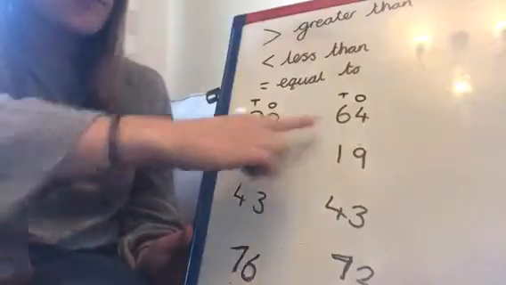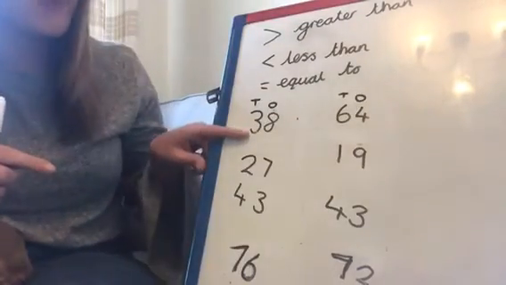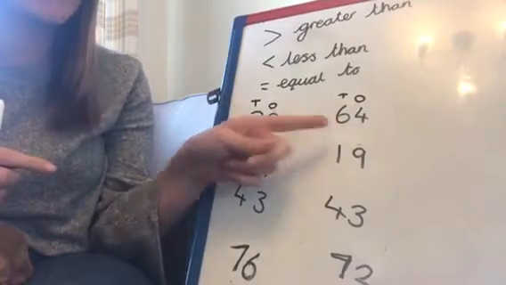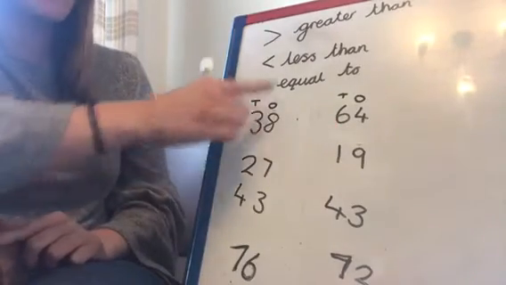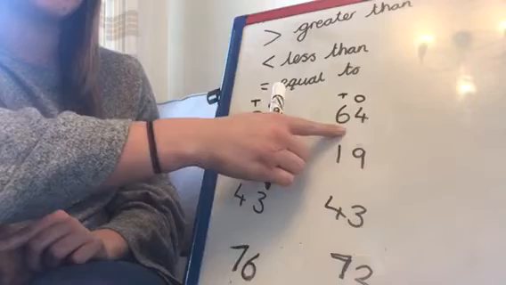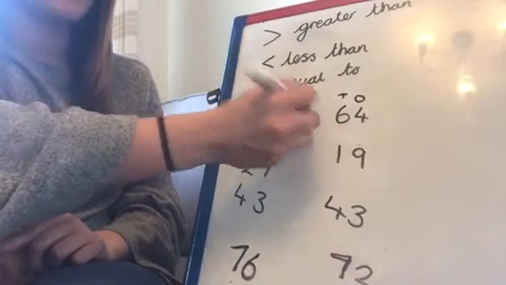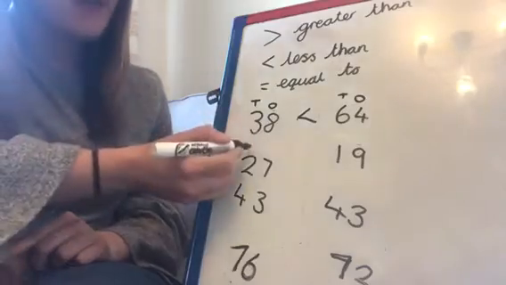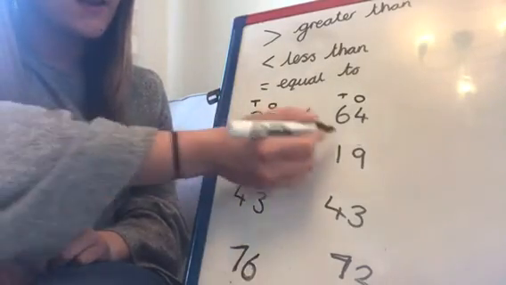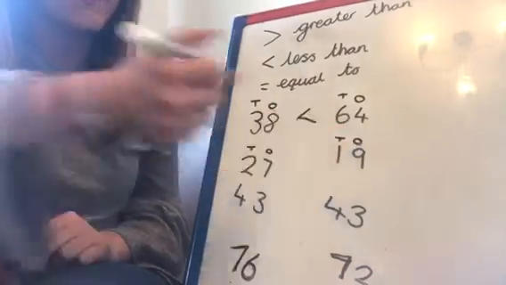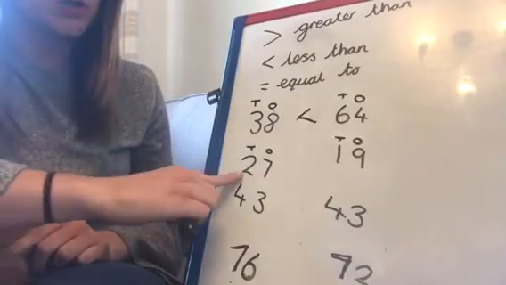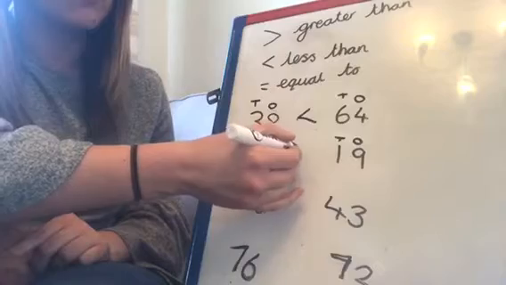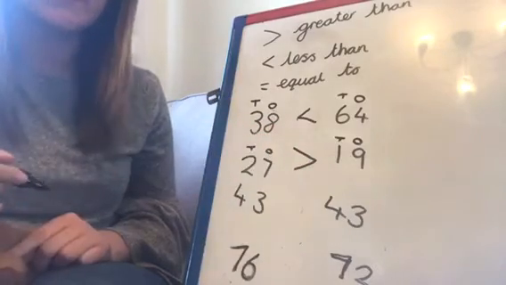Okay, so we've got 38 and 64. Now my first number has got 3 tens and my second number has got 6 tens. So I know that 38 is less than 64. You might want to write these in your jotter to help you. Okay, my next one then, I've got 27 and I've got 19. First we look at the tens. 2 tens, 1 ten. So I know that 27 is greater than 19.